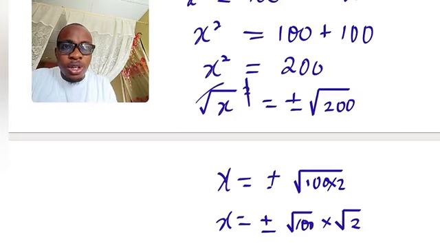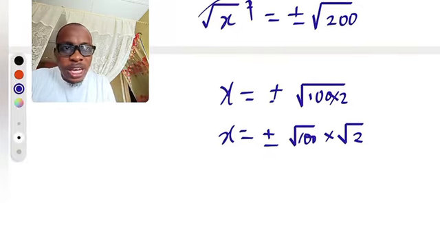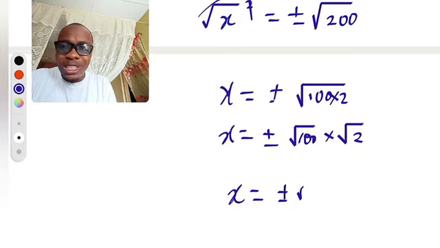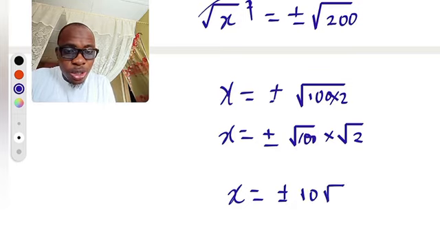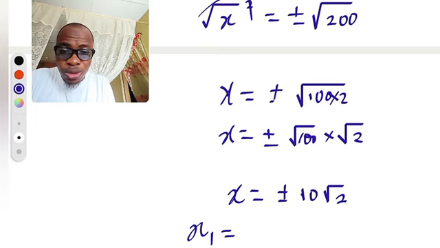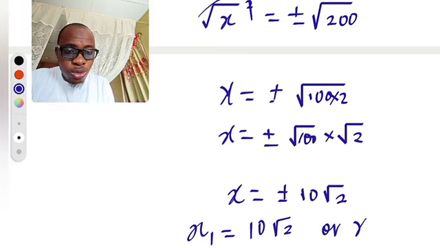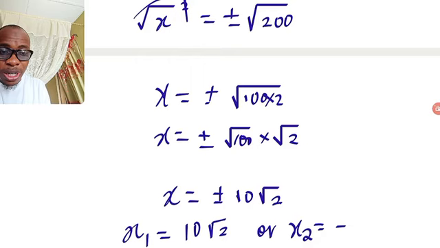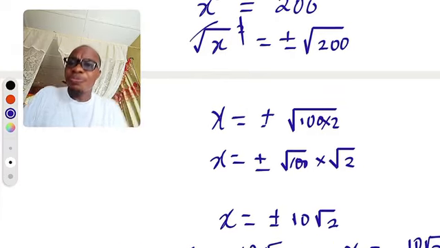So we're going to have x equals plus or minus 10 root 2, because the square root of 100 is 10. So we have two solutions: x1 is 10 root 2, or x2 is minus 10 root 2. And that is the solution.